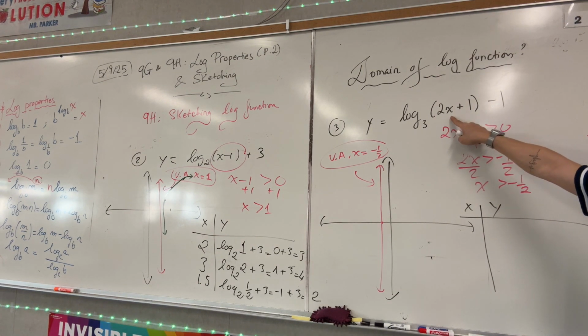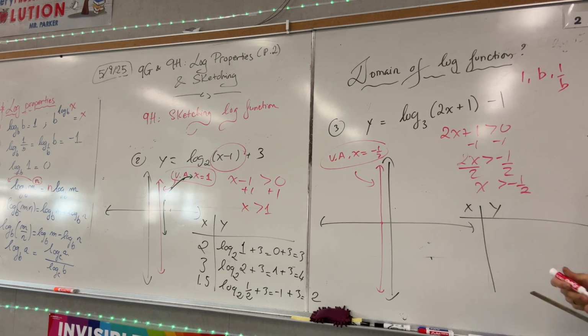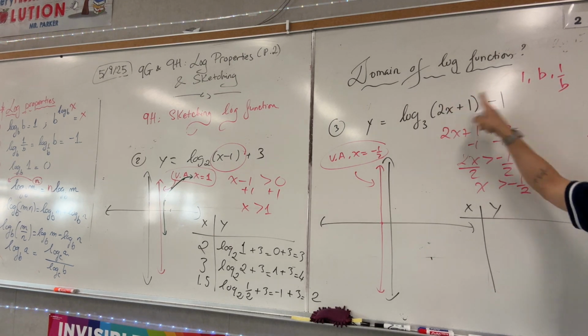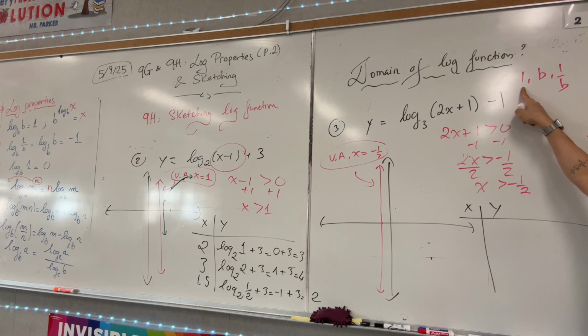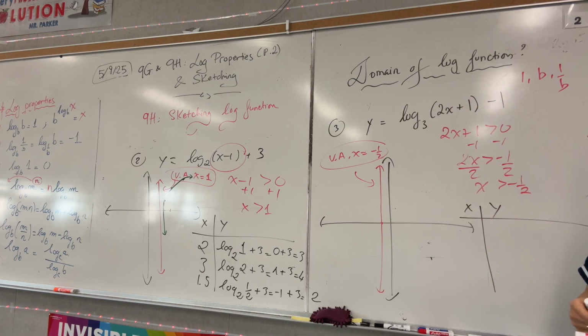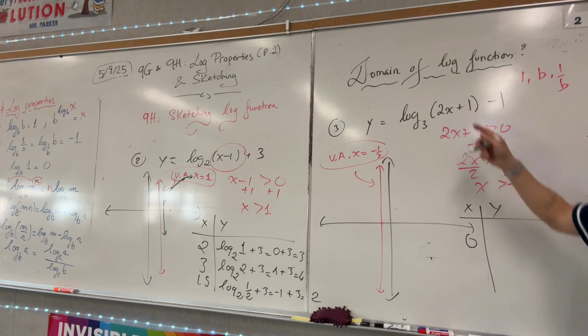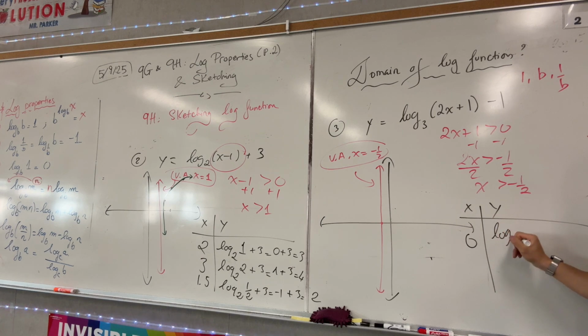You want the inside to become 1, or 1 over b, right? You want the whole thing inside to be 1. What is the x so that the whole thing becomes 1? 0, right? 0 times 2 is 0. 0 plus 1 is 1. So you have log base 3 of 1 minus 1. So that's 0 minus 1, that's negative 1.